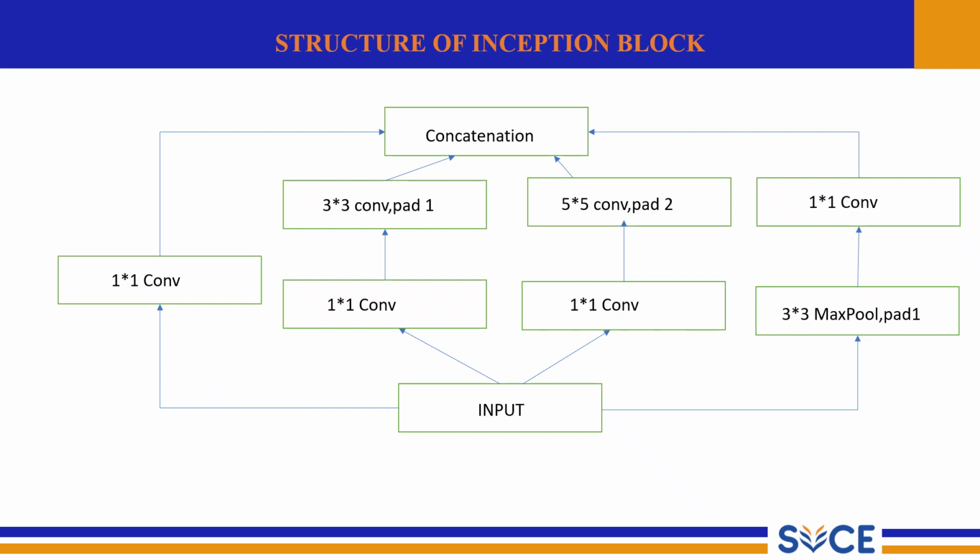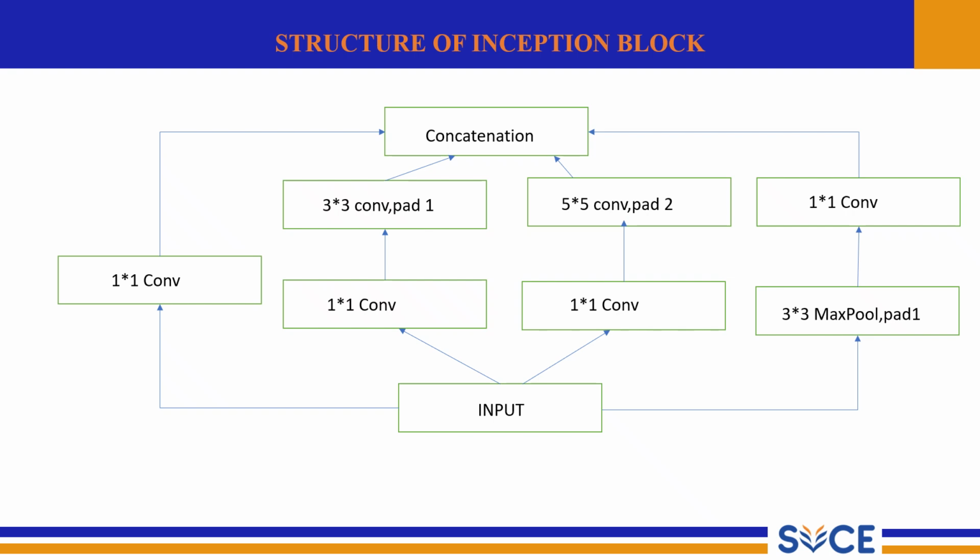Here is the structure of the Inception block. The Inception block consists of 4 parallel paths that operate simultaneously on the same input. The first 3 paths use convolution layers with different window sizes such as 1 by 1, 3 by 3 and 5 by 5. These different kernel sizes help the network capture features at multiple spatial scales. The middle paths include 1 by 1 convolutions which are used to reduce the number of channels before applying large convolutions. This significantly reduces the computational cost and makes the model more efficient.